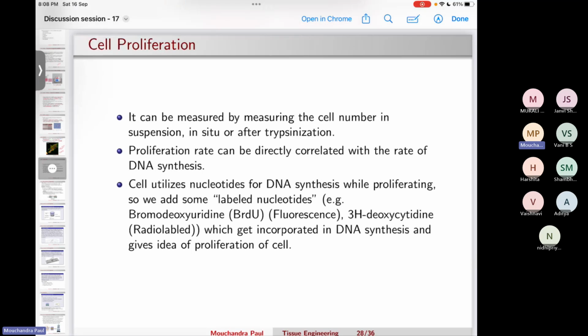Now you might be wondering why we are going to see cell proliferation. Why quantify cell proliferation, or the rate of proliferation of the cell? Because we already have the cell viability assays, right? So if the cell is living, it will definitely proliferate.